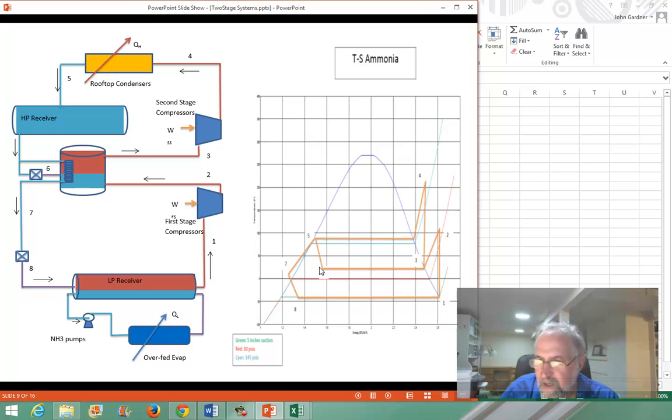And by the way, I don't have the line of constant pressure for the intercooler pressure, but 6, 3, and 2 are all on that intercooler pressure line. So the intercooler brings us to 3. We go into the second stage compressor. It runs up to 4 now. Now 4, 5, and 7 are on a line of constant pressure for the discharge pressure.